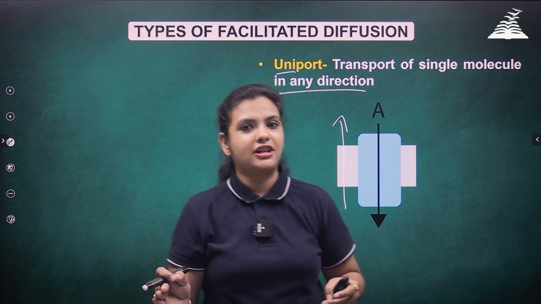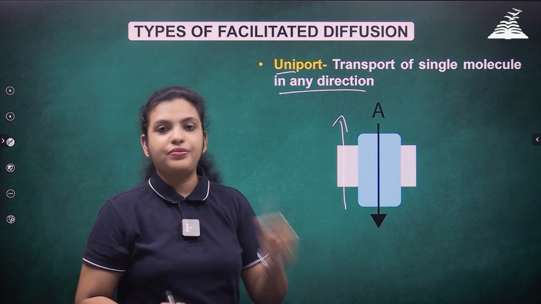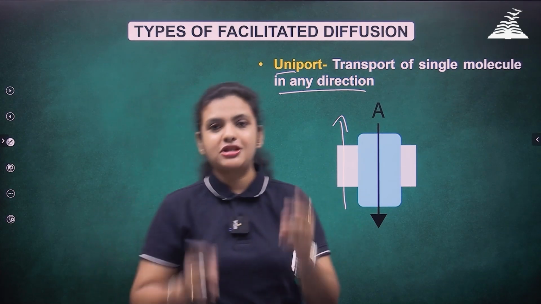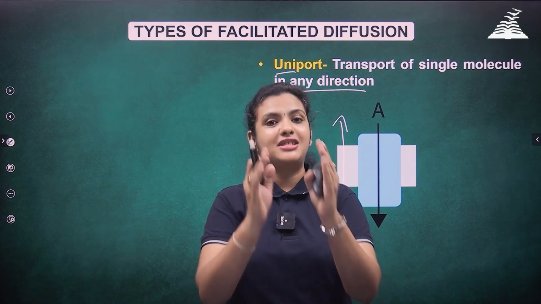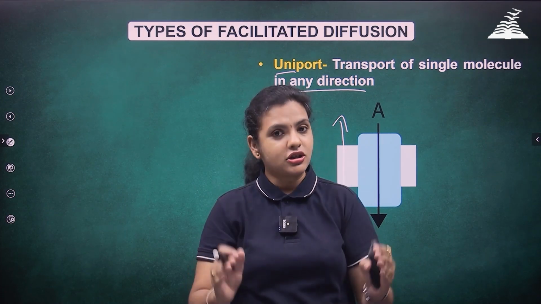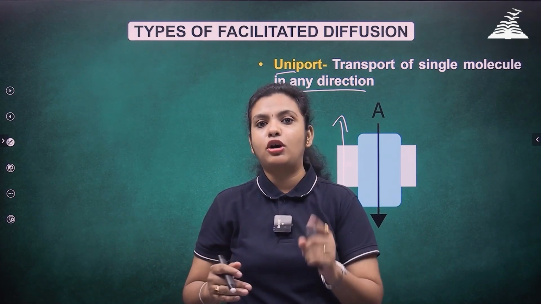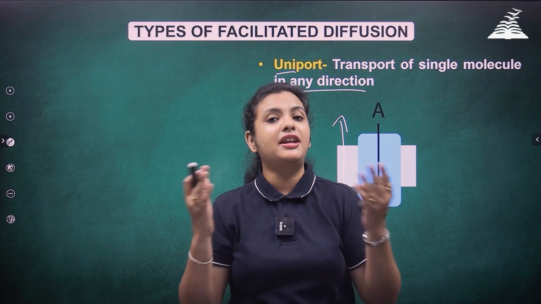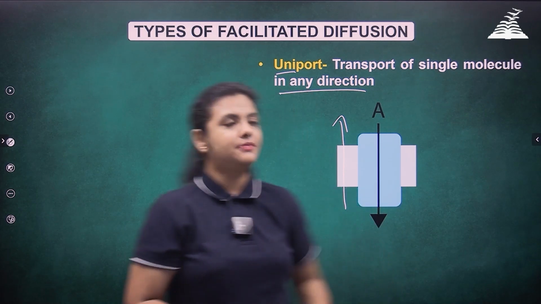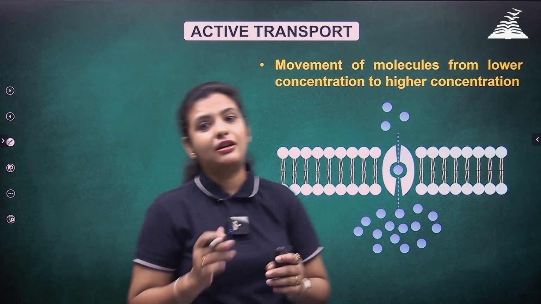Understood the concept of diffusion and facilitated diffusion? Three types of facilitated diffusion: symport, antiport and uniport. Symport, two molecules cross the membrane, same direction. Antiport, two molecules cross the membrane, opposite direction. Uniport, one molecule crossing the membrane in any direction, right? Yes. The next one is active transport.